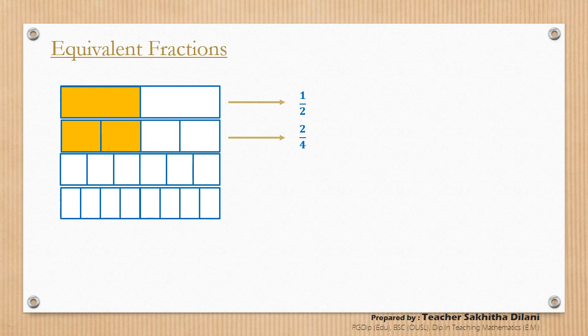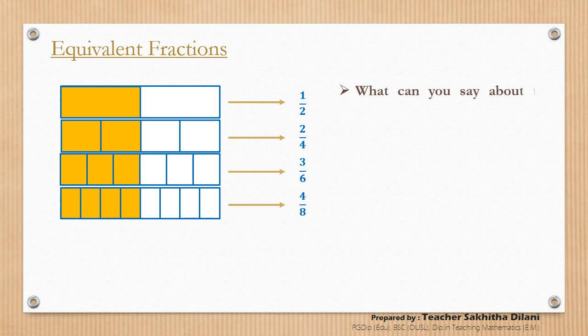In the third one, 3 parts are colored out of 6 equal parts. The colored portion can be represented as the fraction 3/6. In the last one, 4 parts are colored out of 8 equal parts. The fraction colored can be written as 4/8.